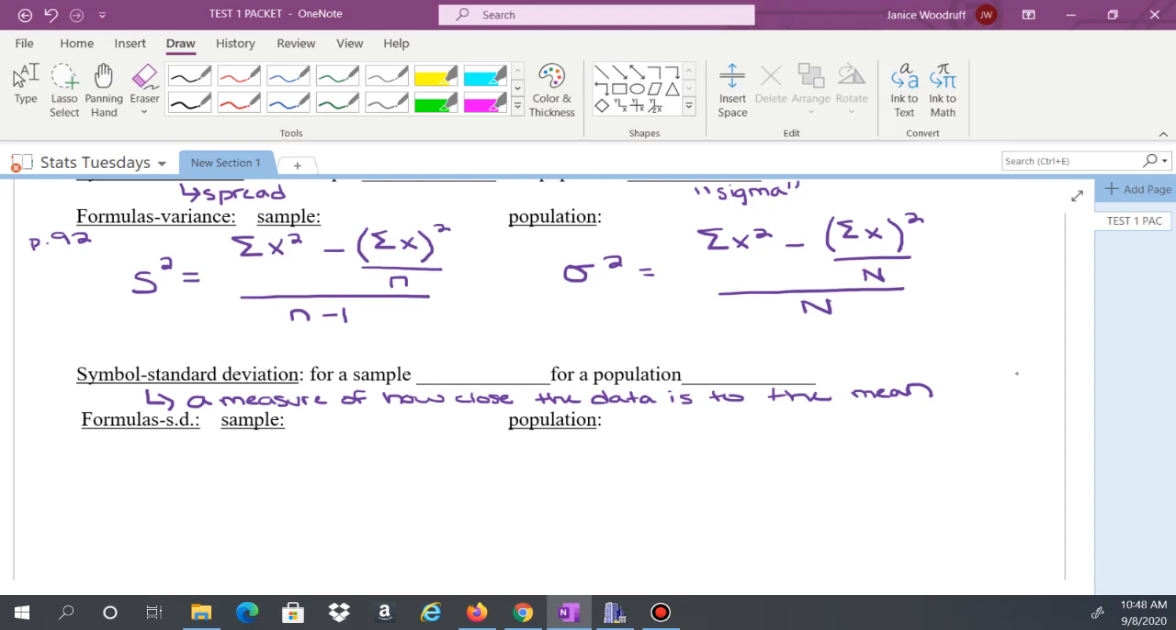So that's standard deviation. The standard deviation for a sample is just a lowercase s. So it's just this, but without the square. So you would just take the square root. So the formula is just s squared: you find the variance, and then you take the square root.